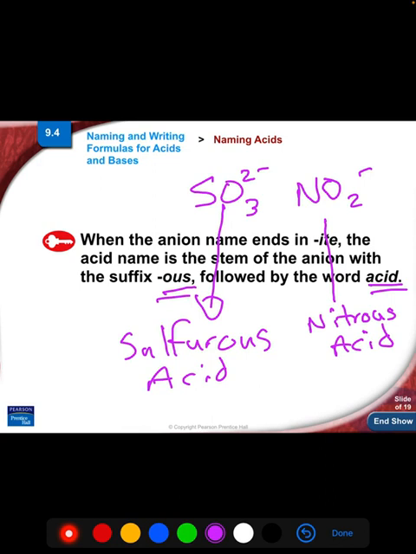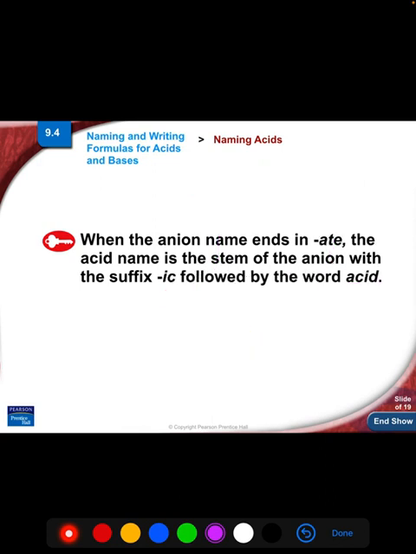And more commonly, anions ending in "ate," for example, nitrate, it's not NO2-, it's NO3-. We learned about how to name these when we were naming polyatomic ions. Or sulfate, which is SO4 2-. These become the ic acid. So nitrate would become HNO3. We've used nitric acid in the lab.